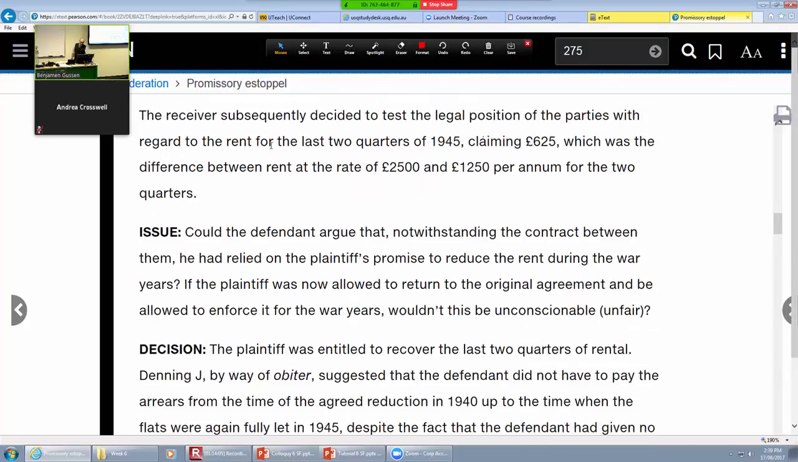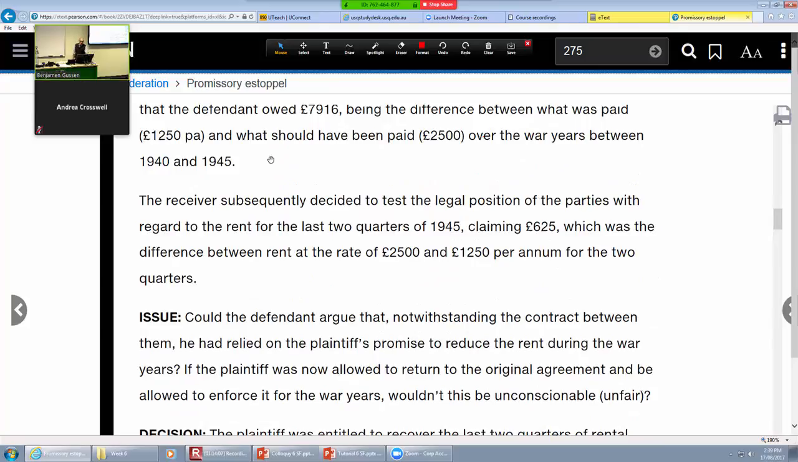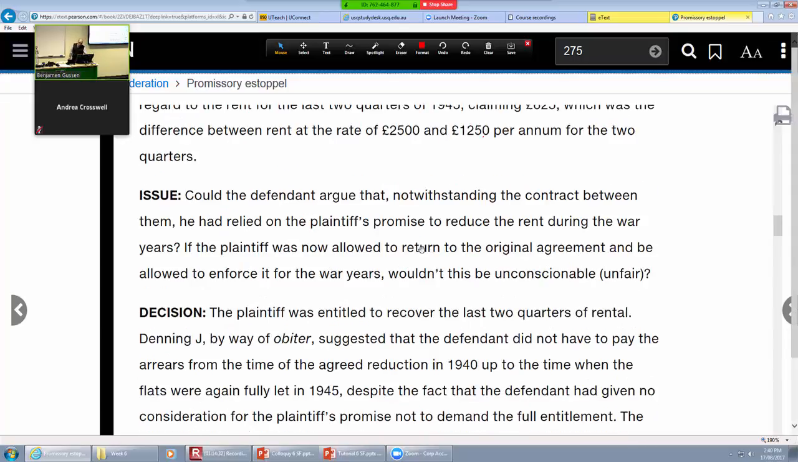Let's just look at this as well. So eventually the receiver subsequently decided to test the legal position of the parties with regard to the rent of the last 2 quarters. So they didn't go for the full amount, they just wanted to test. Can we get some of this money? Remember, this guy is wanting to get money, not wanting to spend money on litigation. So they wanted to test. And the best thing to test was the last 2 quarters, because the war is over. Claiming 625, which was the difference between the rent for the 2 quarters.